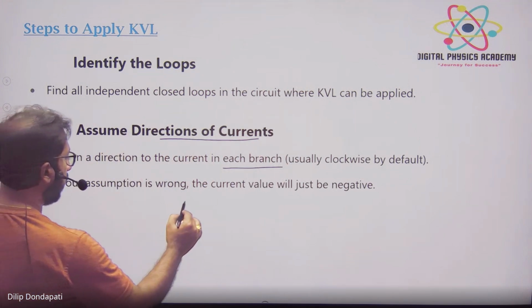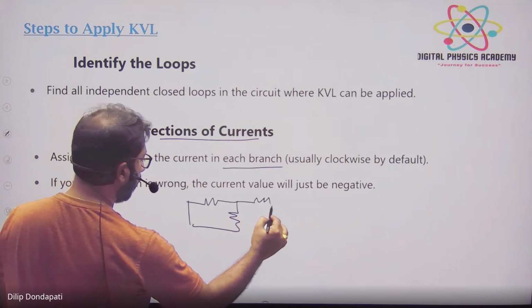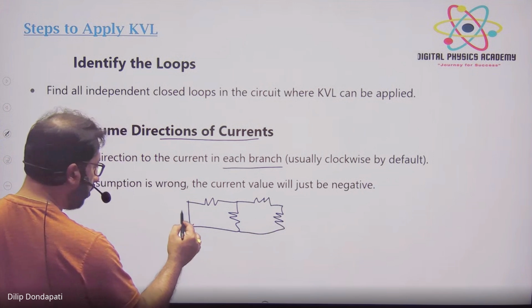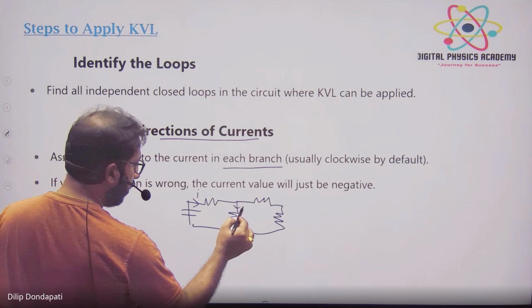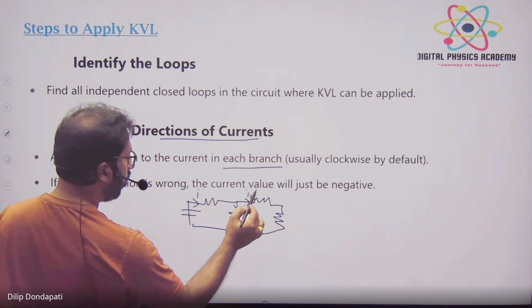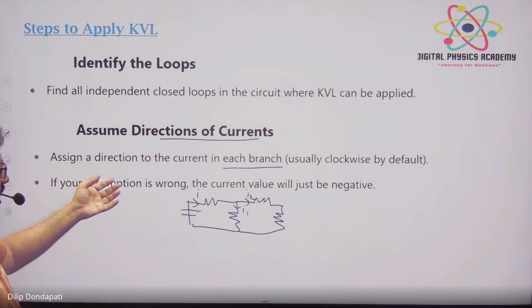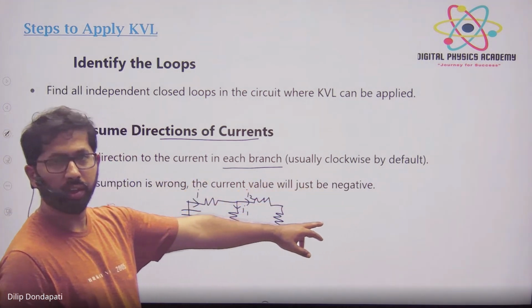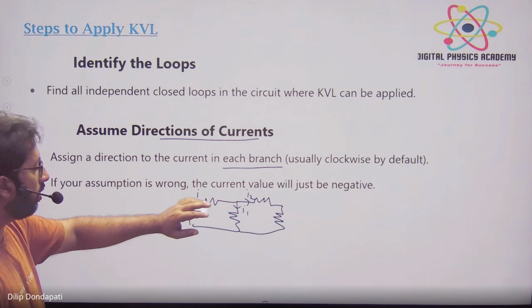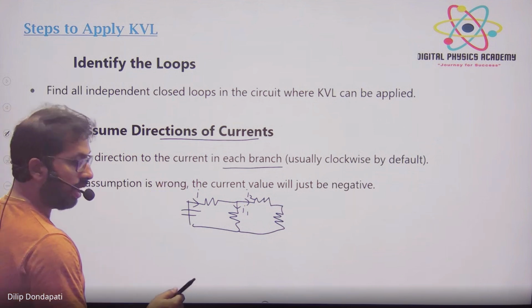Suppose they give a circuit like this. Your battery is given. You will put the current: current I is coming, I1 goes here, I2 goes here. We have to put the current like this. Next, don't worry about the assumption. If the assumption is wrong, the current value will just come out negative. After the answer comes, they will tell which direction the current flows. Sometimes in JEE Mains they will ask this type of question.